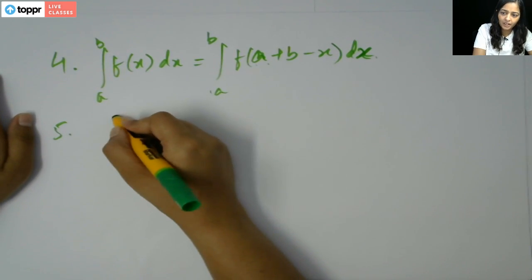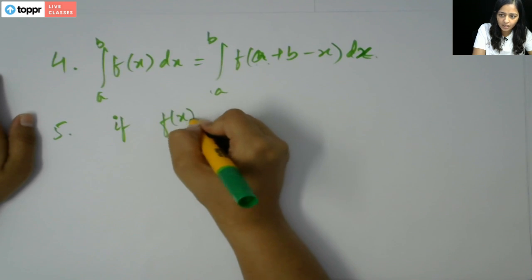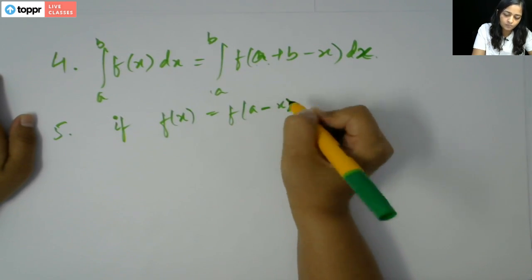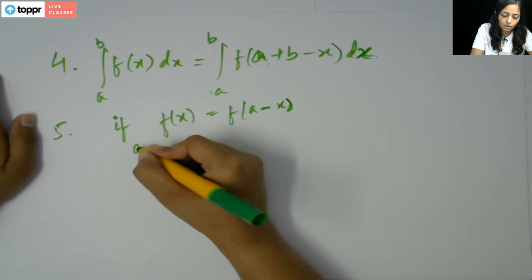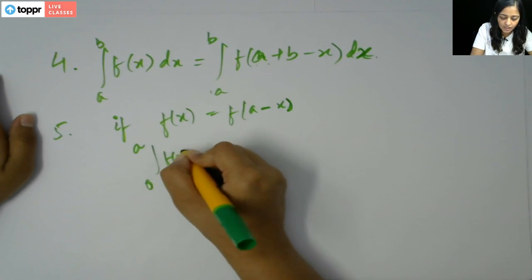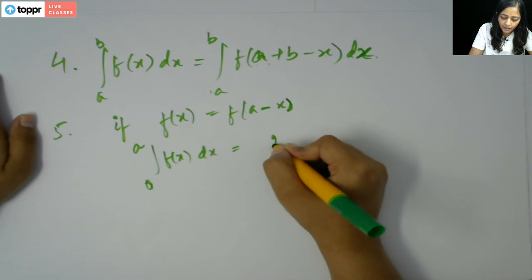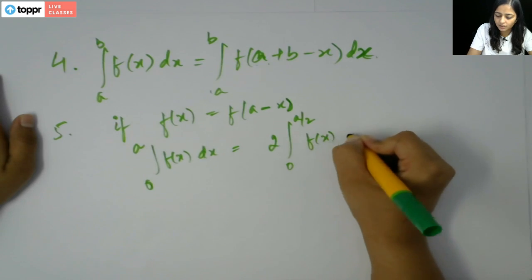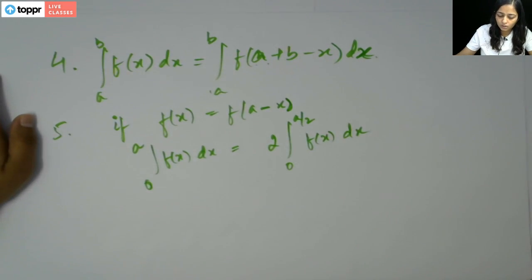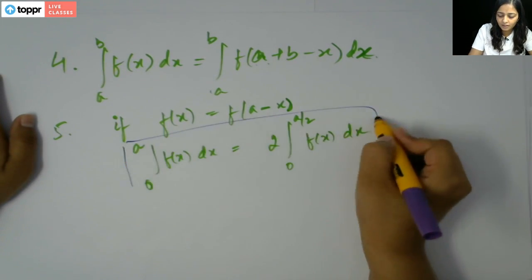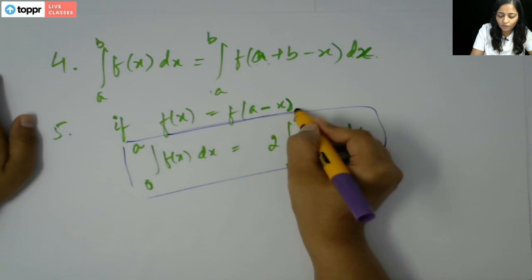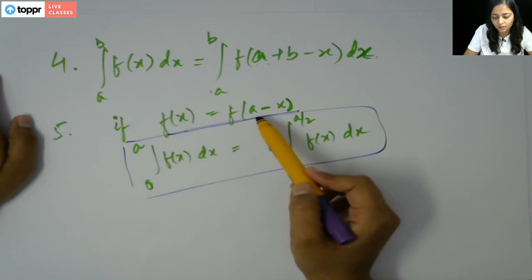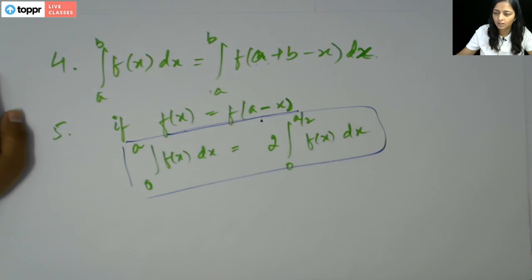The fifth property is if f(x) equals f(a minus x), then if your integral is from 0 to a f(x) dx, you can write it as twice of integral 0 to a by 2 f(x) dx. So this is possible if you have f(x) equal to f(a minus x). Normally you cannot apply this. First you have to check that f(x) is equal to f(a minus x).